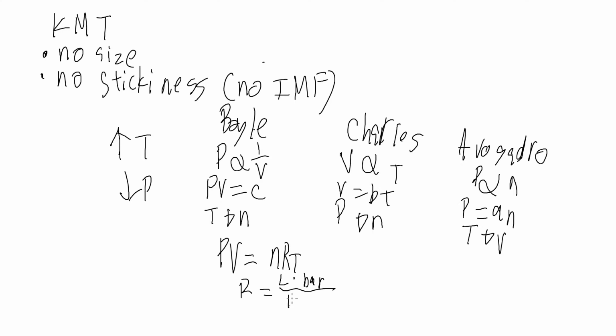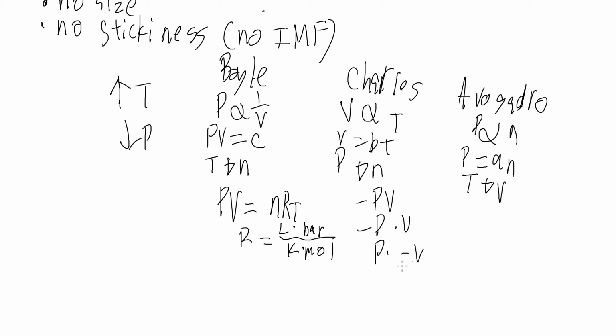Liter bar per Kelvin mole. Now, the reason why we use Kelvin instead of Celsius in this case is because it doesn't really make sense to have negative pressure times volume, right? Because if you think about it, negative PV can either mean negative P times V, which doesn't make sense, because how can you have negative pressure, or P times negative V, which also doesn't make sense because how can you have negative volume? And so that's why we use the Kelvin scale, which is an absolute scale of temperature, right?